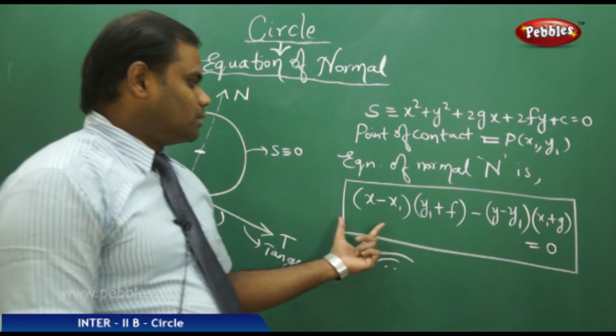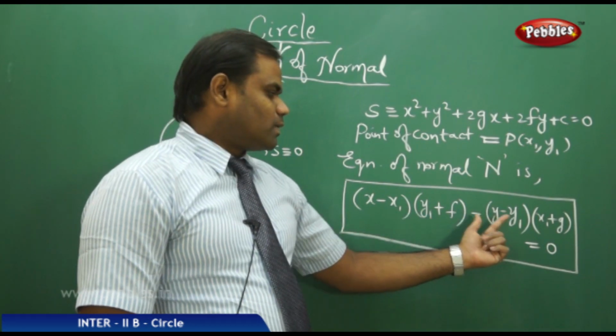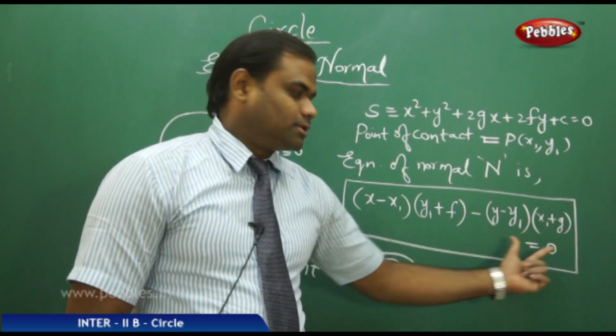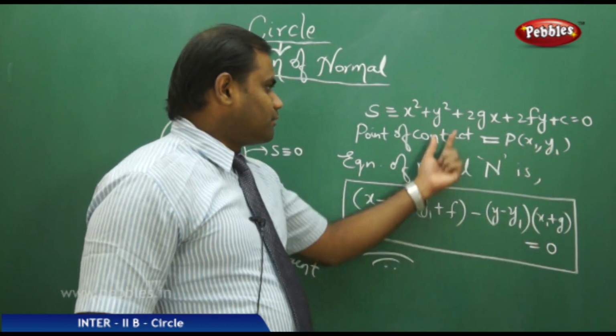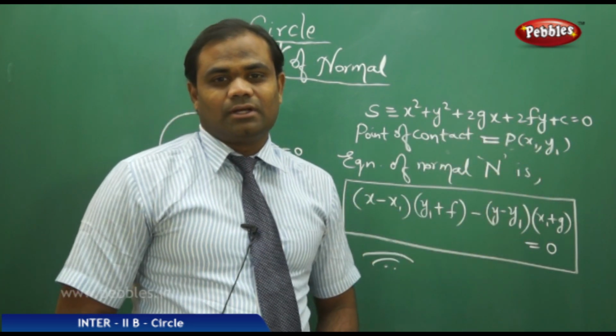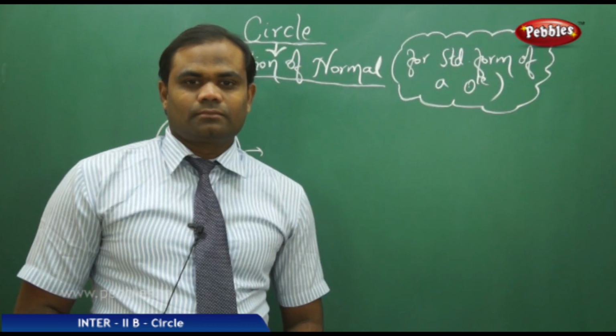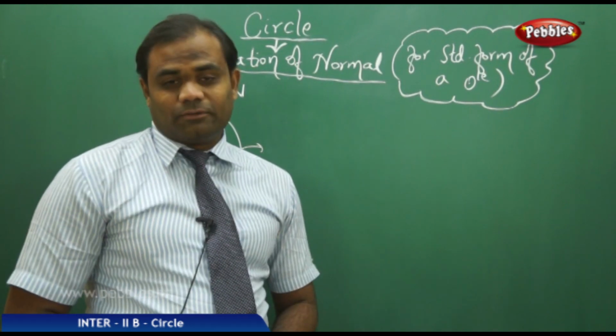So the equation of normal is given by (x minus x1) times (y1 plus f) minus (y minus y1) times (x1 plus g) equal to 0, where x1 and y1 are obtained from the point of contact and f and g are obtained from the general equation of the circle S equal to 0. Now let's derive the equation of normal for the standard form of a circle.